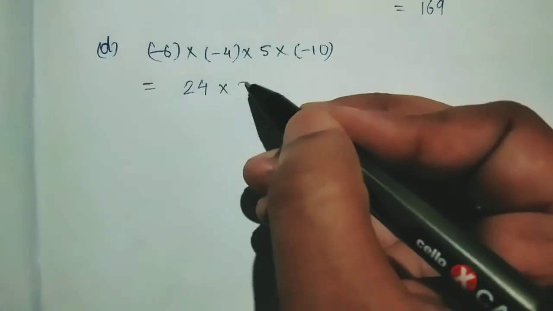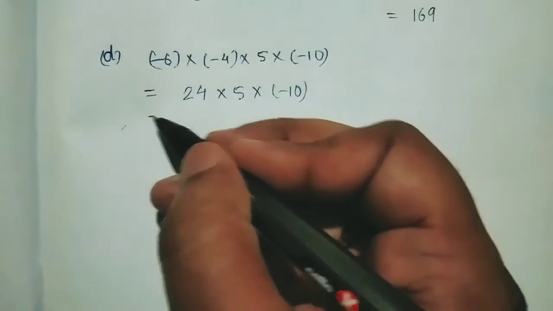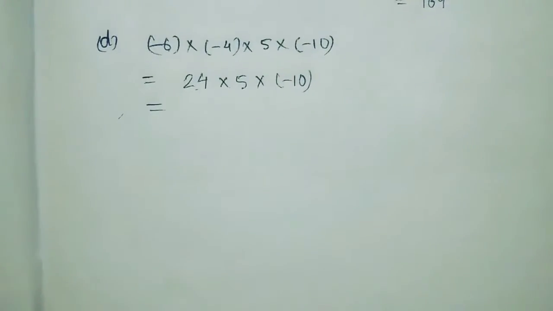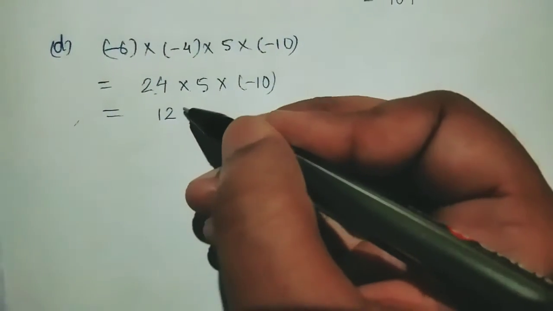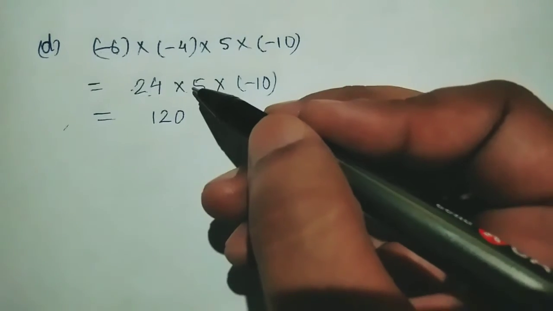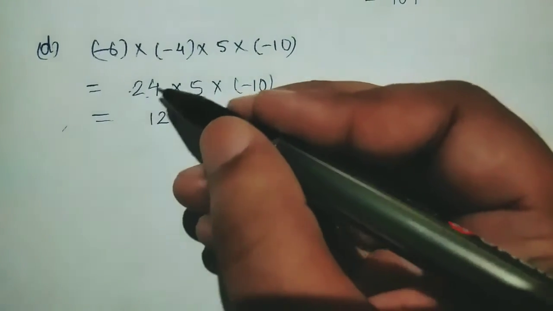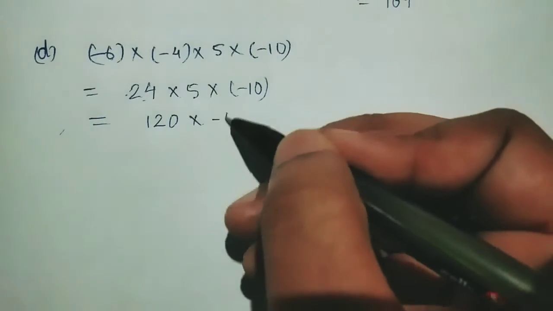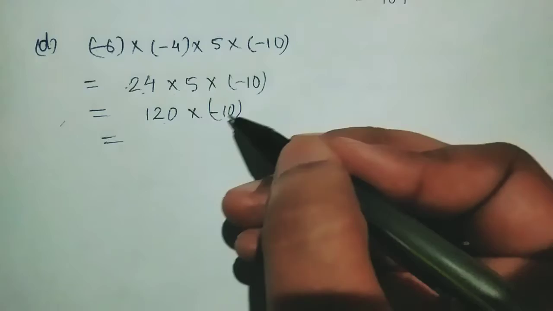Then write this one, 5 into minus 10. Write like this. Now again we'll do two numbers. Again we'll take 24 into 5. So here the answer is 120. Okay. Now what sign will be there? Here plus sign, here plus sign. So plus plus is plus only. So here no need to write it because it is understood that it is a plus sign. Now give into minus 10. Okay. Now 120 into minus 10.